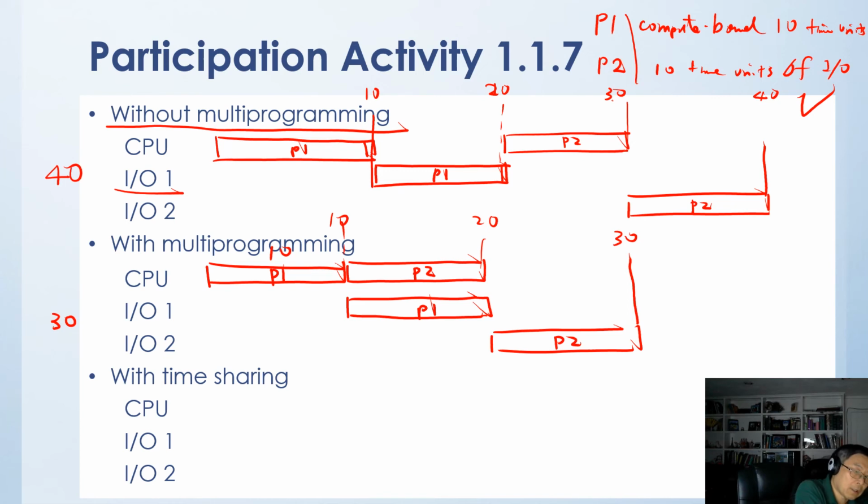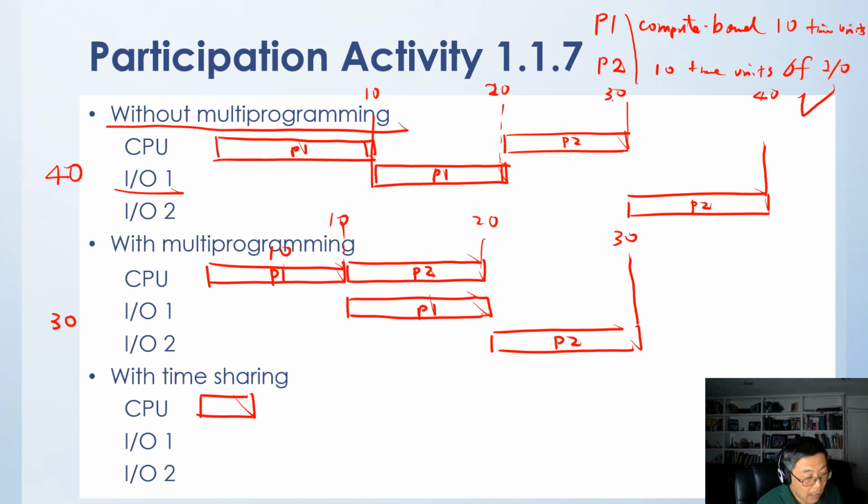Now let's take a look at the time sharing. So time sharing, as we mentioned, is a multi-programming, but the switch of the programs is mandatory. Which means if P1 is taking the CPU, now depend on how much time period each program is allowed to use the CPU.